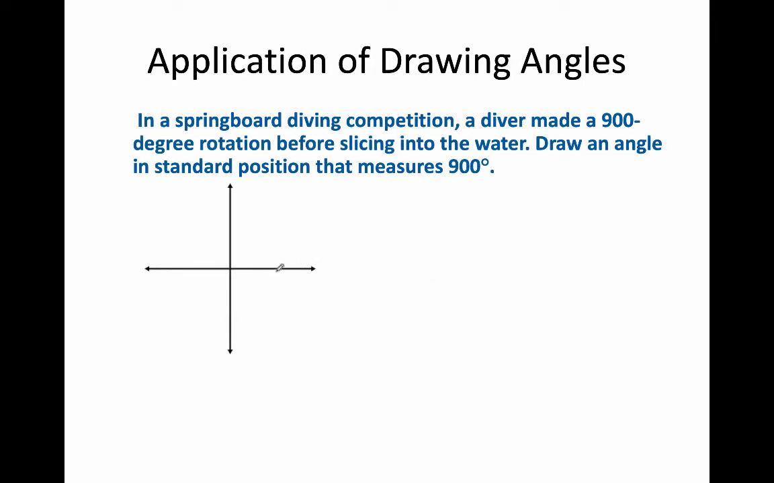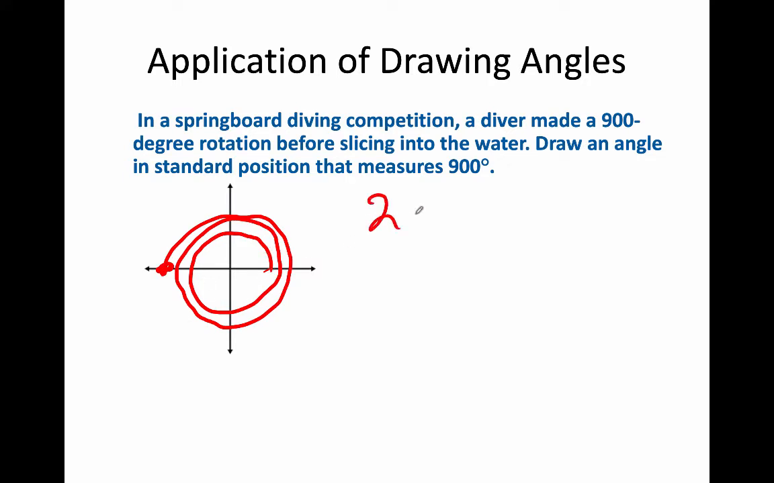900 degrees, what am I doing? I'm doing a dive. So 900, here we go. 90, 180, 270, 360, 450, 540, 630, 720, 810, 900. So really I went 2.5 rotations, and then I hit the water. So well done, good dive. Give yourself a 10.